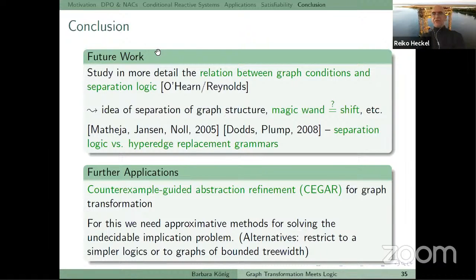Yes, I agree that it's essential to separation logic that the domains are disjoint essentially. So that makes sense. Okay.